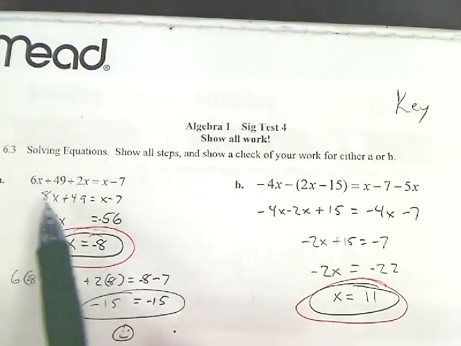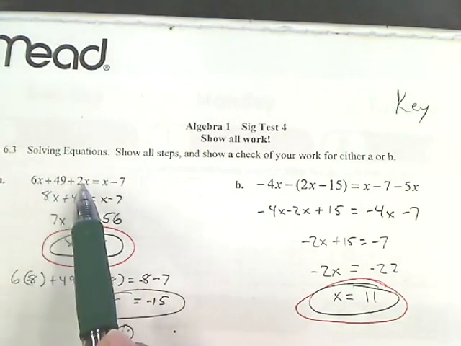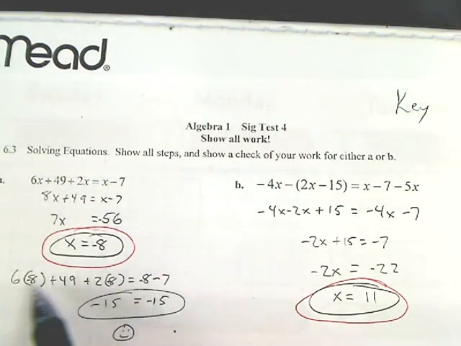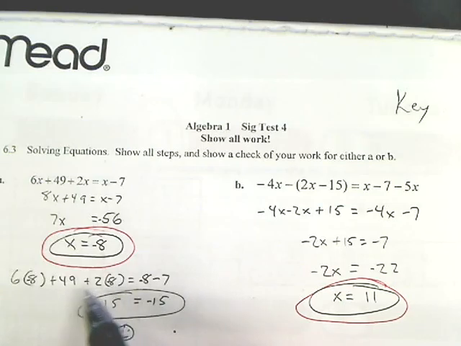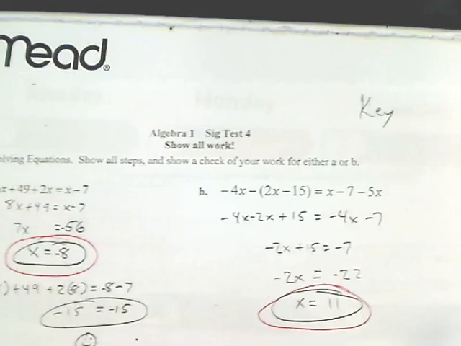Check to see if it's right. I plug in negative 8 in for my x's. That's how those got there. Multiply, then add it. Multiply and add it. I got negative 15 equals negative 15. It worked.